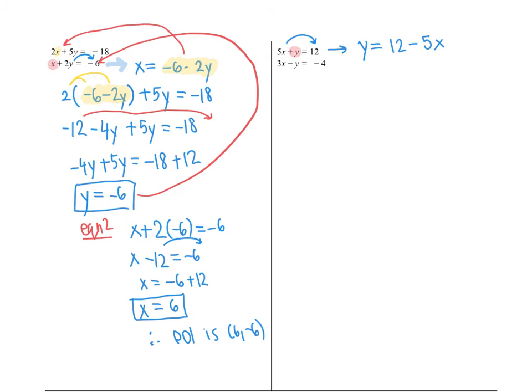So now I can take this equation, 12 minus 5x, which represents y, and replace it with the y in the second equation that I haven't touched yet. Now just a reminder that the y has a -1 in front of it. So I'm going to have 3x subtract 1 times, here's the 12 minus 5x, equals -4. So here is what I swapped. And at this point, you will solve.